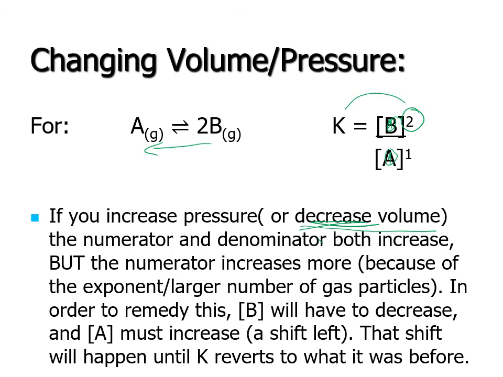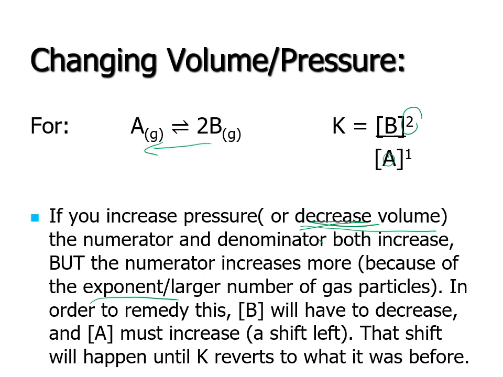However, the effect it has on K is squared for B compared to A. And remember, that is the number of particles of B. And so this is why we see a shift to the left, because in order to get back to our K value, whatever it was before we caused this stress, we're going to have to decrease B by more than we decrease A if we are to get back to our original K, because B is going to be squared. So the numerator increases more because the exponent is 2 in this case.